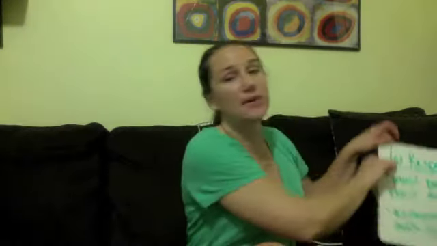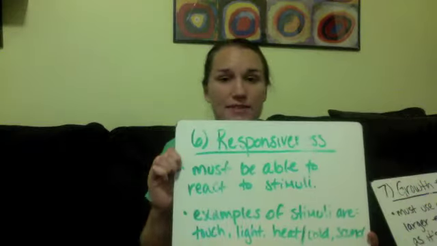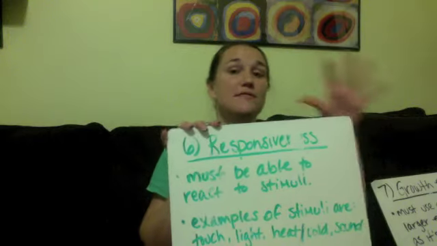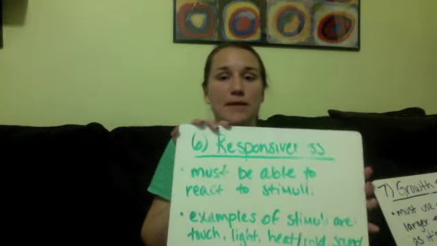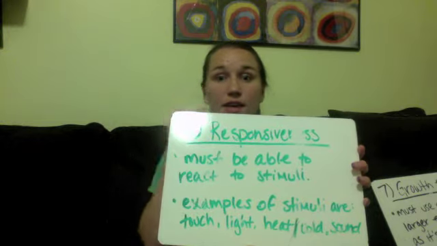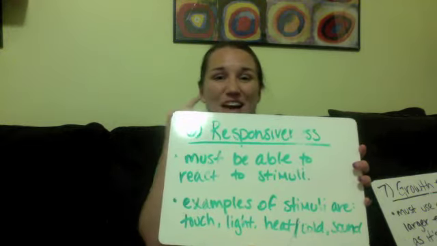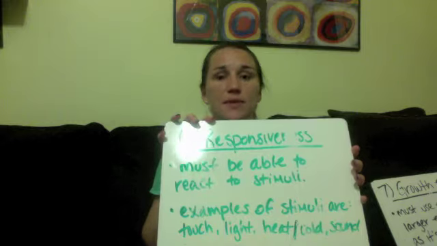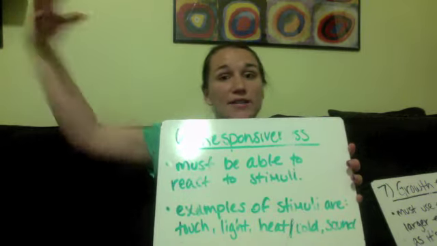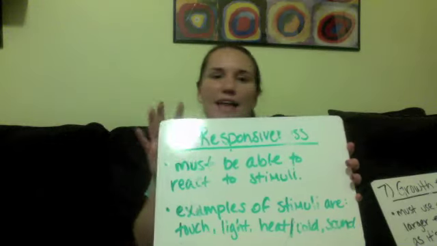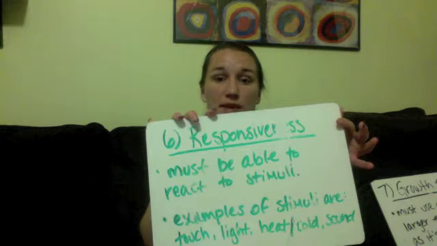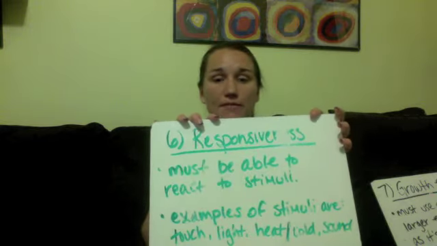The 6th property of life is responsiveness. Something that is alive must be able to respond to its environment. It must be able to react to stimuli. Examples of stimuli are touch, light, heat or cold, sound. So let's think about a plant. If we put a light in the corner of a room, that plant is actually going to grow towards that light. It's able to respond. Therefore, we can check off a plant as having this property of life.